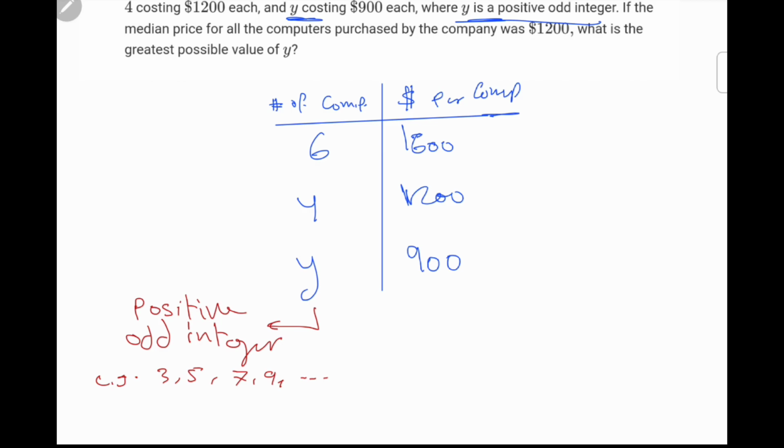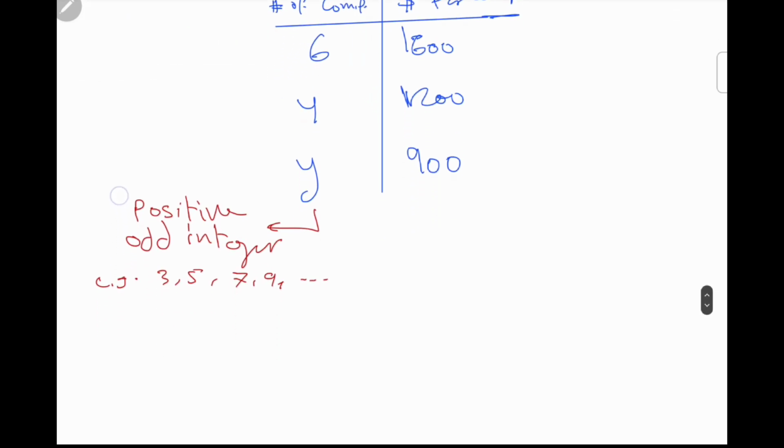So they're asking: if the median price for all the computers purchased by the company was $1,200, what is the greatest possible value of y? So how do we find that? First we're talking about median. So what is the median in statistics?